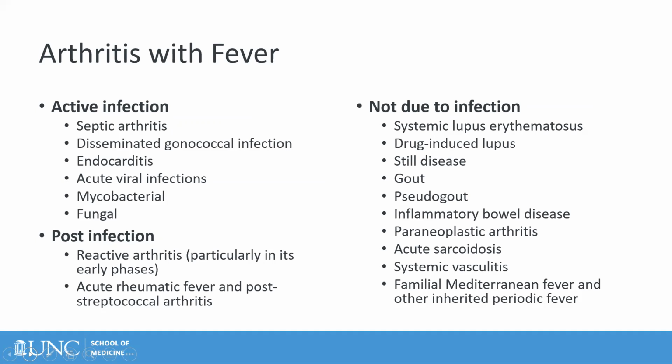Patients may present with acute viral infections such as EBV. Parvovirus would be a classical one that presents with prominent arthritis and fever, as do mycobacterial infections and fungal infections. Then there is post-infection arthritis, such as reactive arthritis, particularly in its early phase, and then acute rheumatic fever and post-streptococcal arthritis.